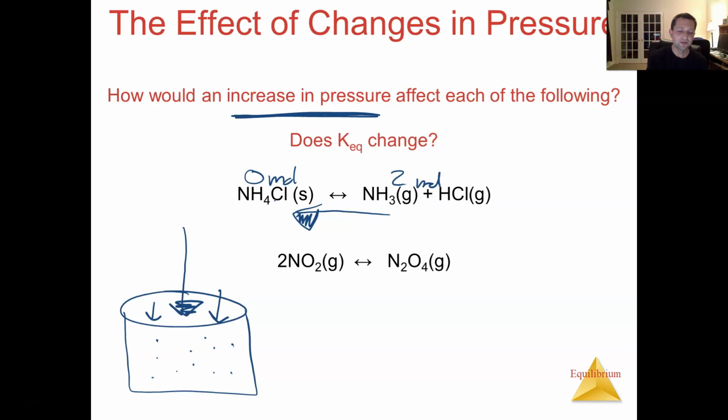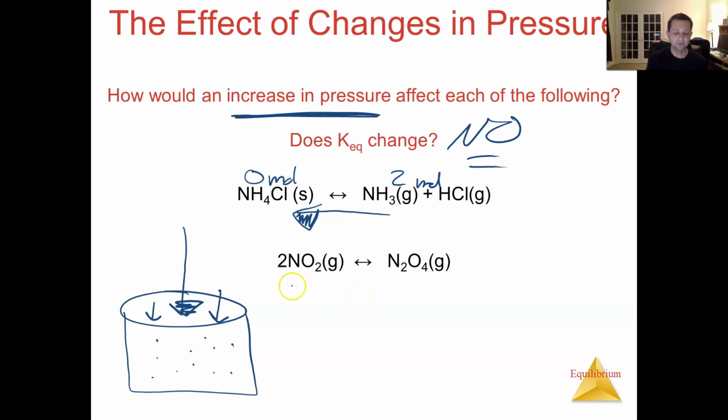So that's undoing the increase that you put on that system. Does Keq change? Big time no. Remember, the only time Keq changes is with a change in temperature. That's the previous one we did. Okay, second one, you can give it a try.